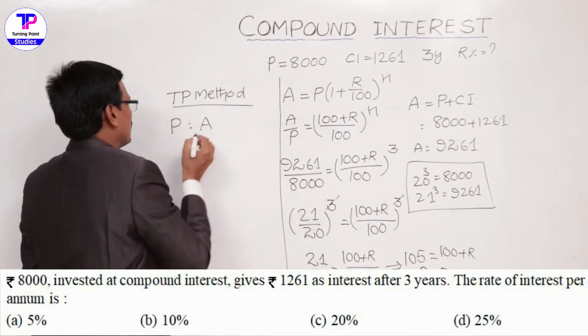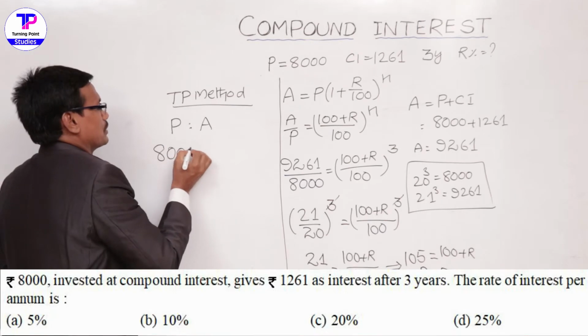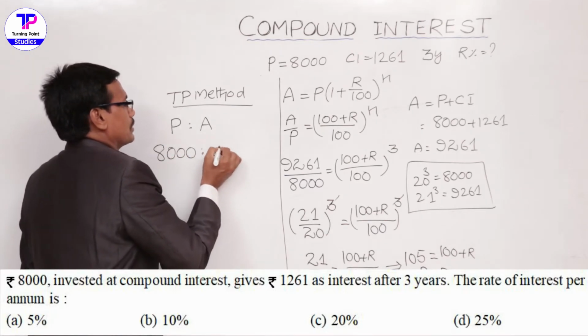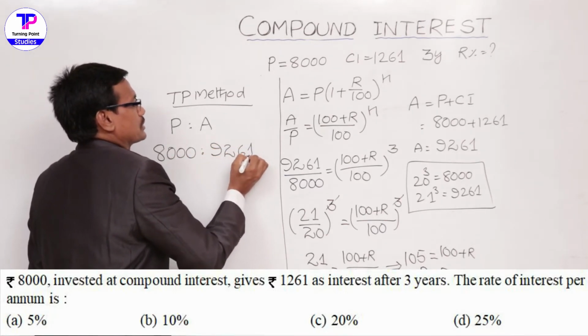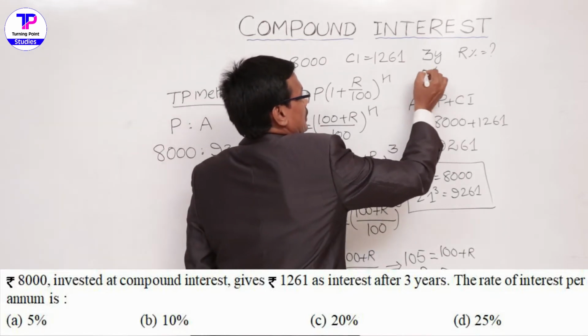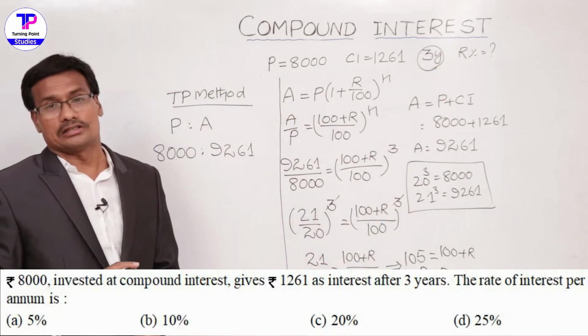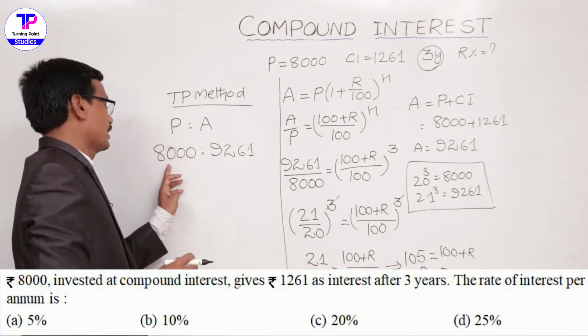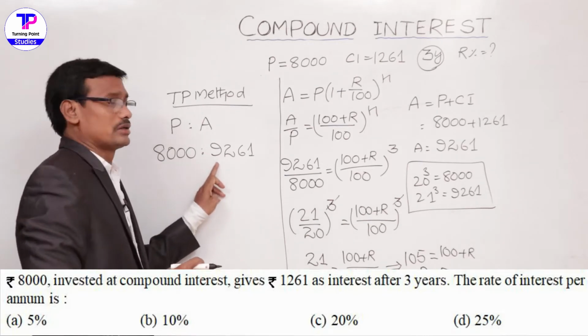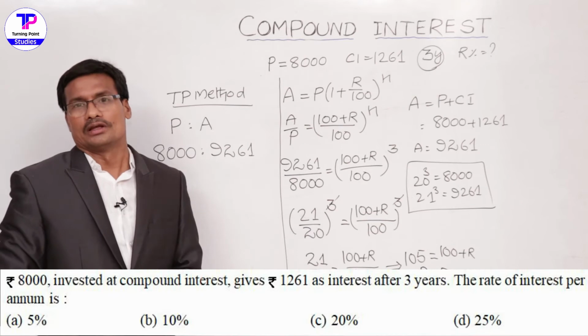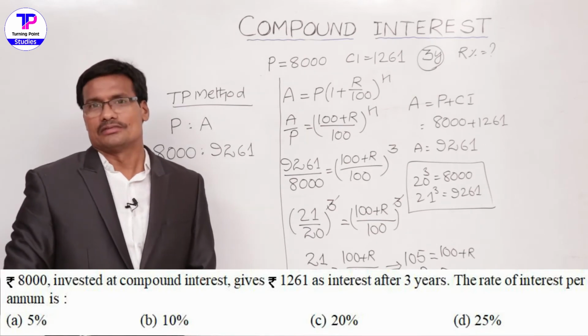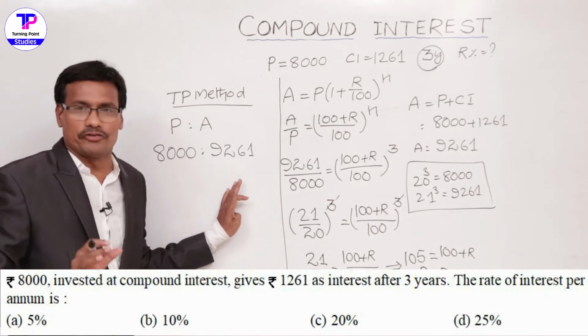What is the principal here? 8,000. And what is the amount? 9,261. Here what have they given? 3 years. If they give 3 years, definitely our ratio terms will be in the form of a cube. If time is equal to 2 years, the ratio will be in the form of a square.